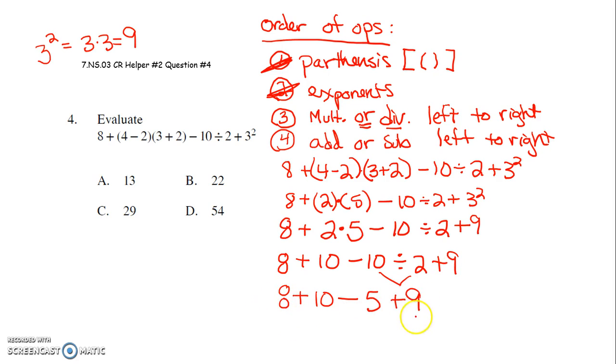Now again, I'm moving left to right for addition. So multiplication, division, all gone. Bye-bye. Add or subtract left to right. So I'm going to go left to right, whatever I hit first. Oh, I hit addition first. Okay. 8 plus 10 is 18. Minus 5 plus 9. Again, add or subtract left to right. So as I go left to right, I'm like, oh, I got to handle this subtraction before I add. 18 minus 5 is 13, plus 9 is a final answer of 22. It's letter B.